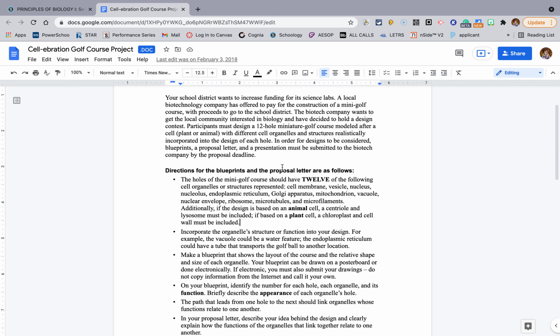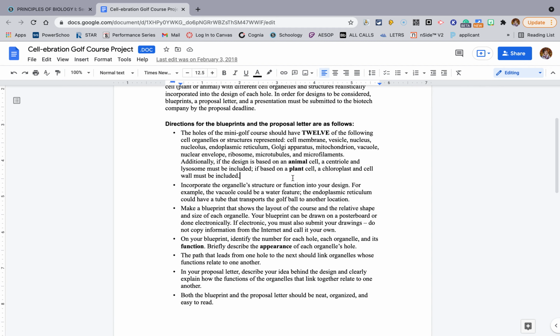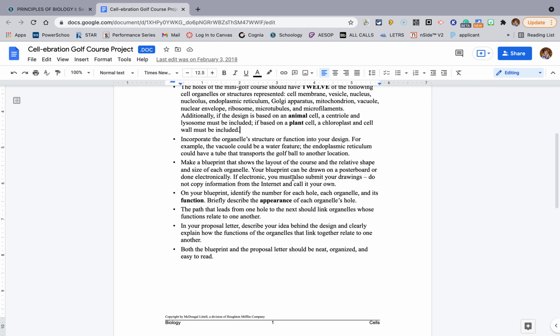So remember, you have to decide with your group, golf or amusement. Then you have to decide plant or animal, okay? So incorporate the organelle's structure or function into your design. For example, the vacuole could be a water feature, because the central vacuole, especially in a plant cell, is just like a big water tank, right? So it could have some sort of pond or something that you would have to hit the golf ball over. It's fun and you're still learning.